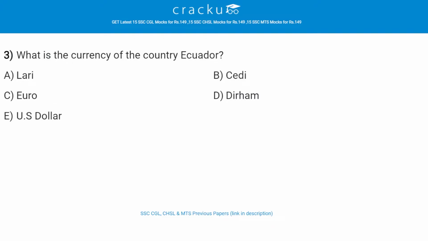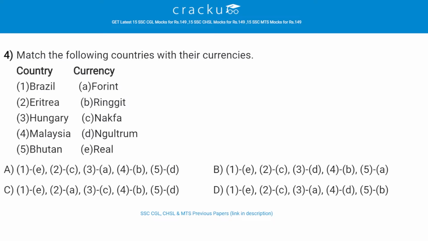What is the currency of the country Ecuador? The correct answer is E, that is US dollar. The United States dollar is the official currency of the United States and several other countries. The Coinage Act of 1792 introduced the US dollar at par with the Spanish silver dollar, which is divided into 100 cents.